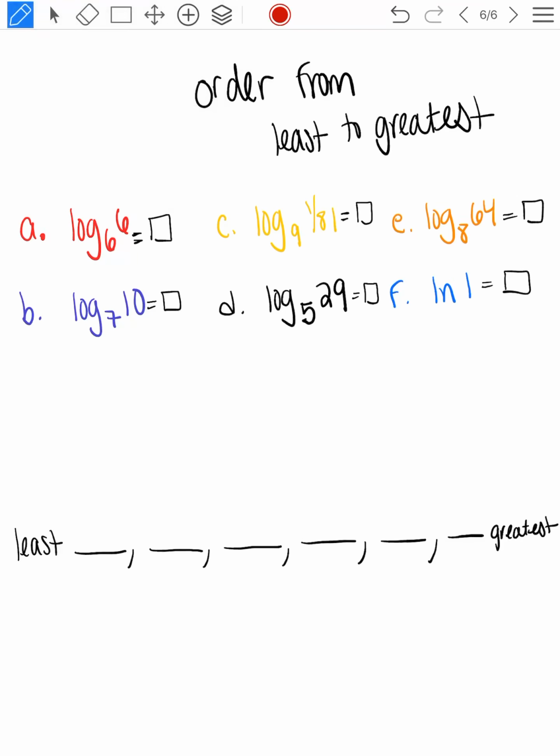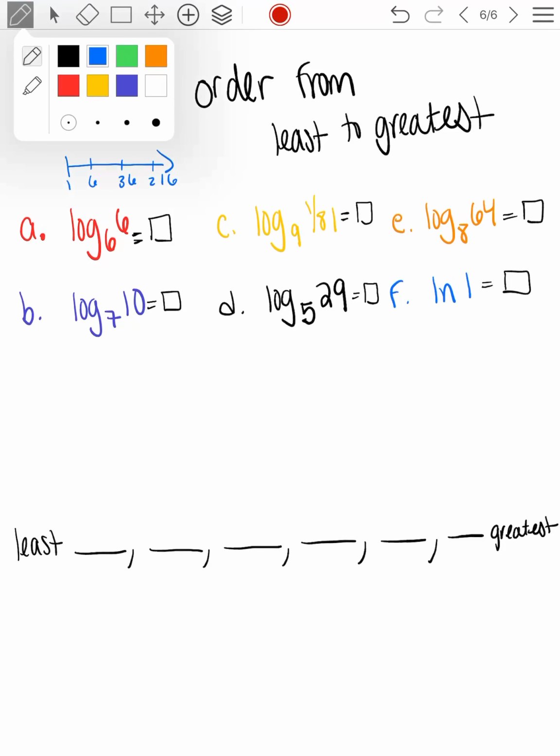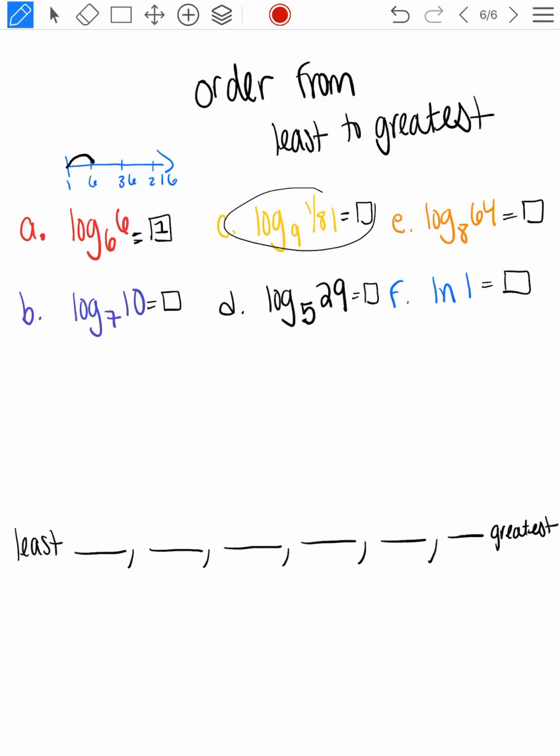So for each of these, you can make a number line if it helps. So for this one, I'm making a number line going by 6 because that's my base. And I'm trying to get to 6, and getting to 6 would take me 1 jump. So I'm going to keep that 1 in mind when I go to put them in order from least to greatest. I'm going to go across to this next one here.